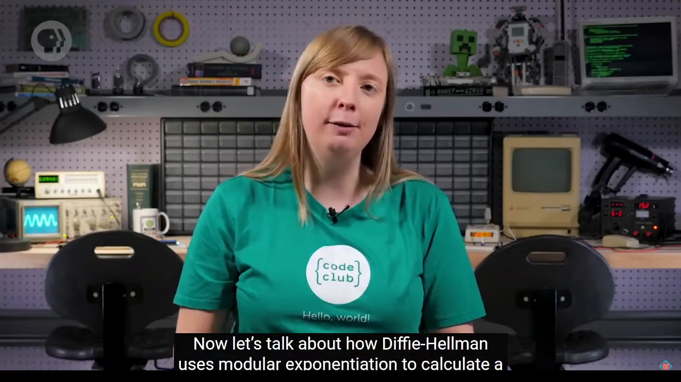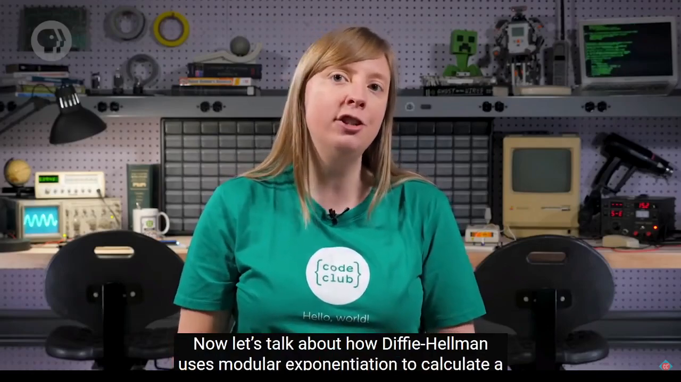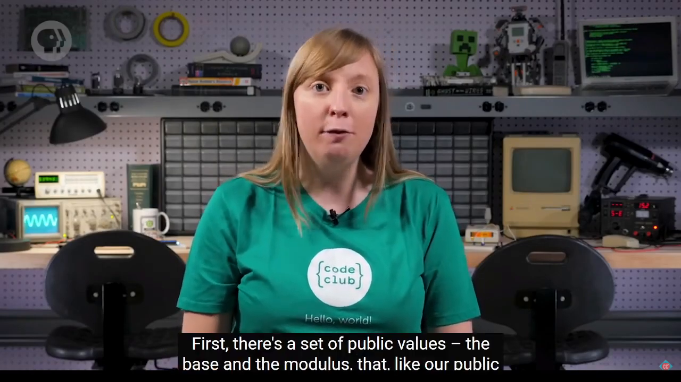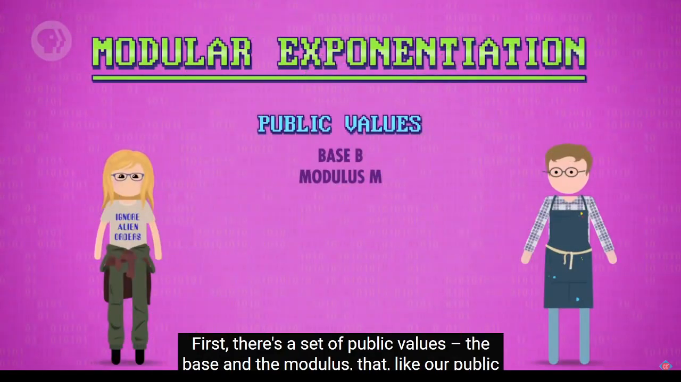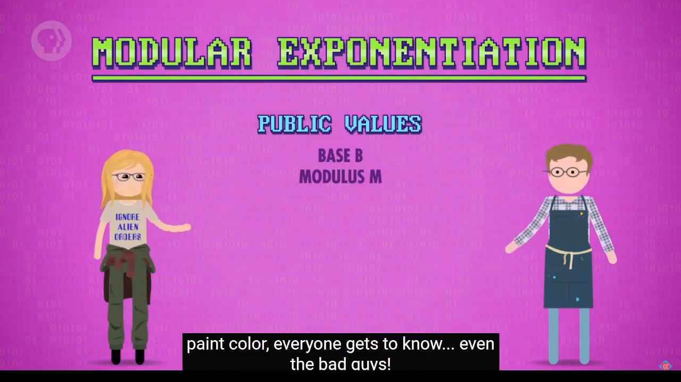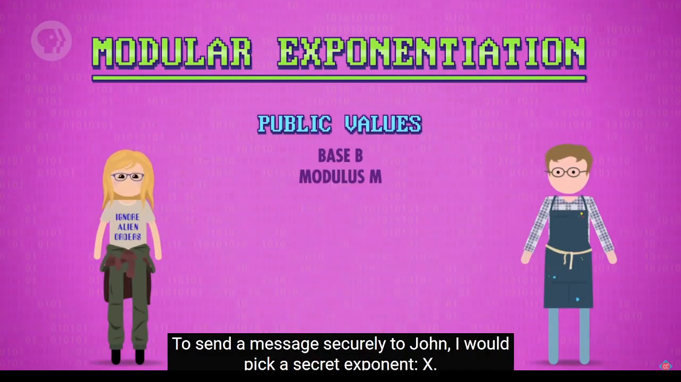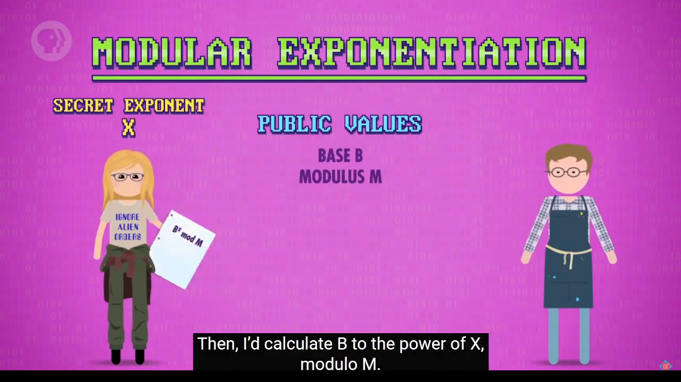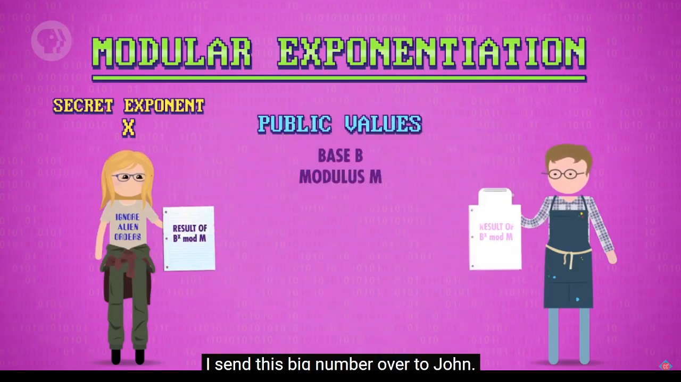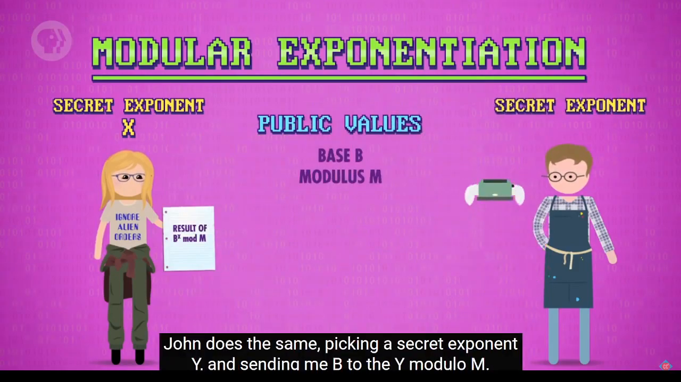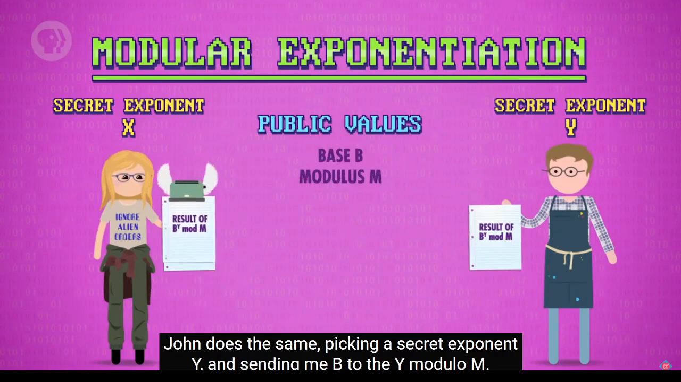Now let's talk about how Diffie-Hellman uses modular exponentiation to calculate a shared key. First, there's a set of public values, the base and the modulus, that, like our public paint colour, everyone gets to know, even the bad guys. To send a message securely to John, I would pick a secret exponent, x. Then I'd calculate b to the power of x, modulo m. I send this big number over to John. John does the same, picking a secret exponent y and sending me b to the y modulo m.